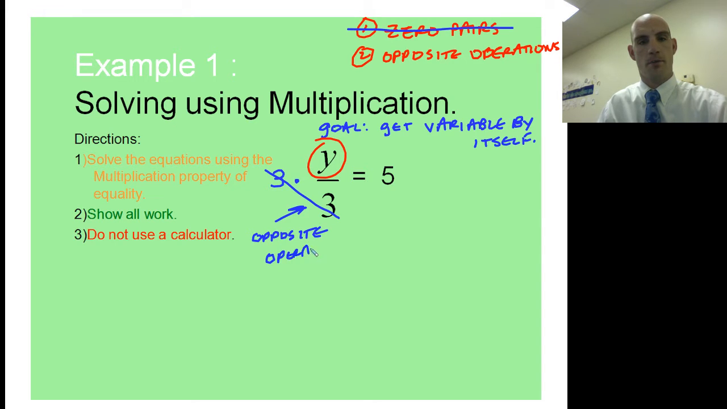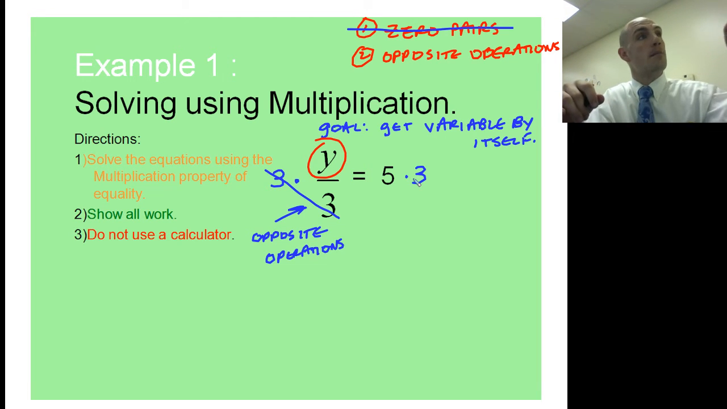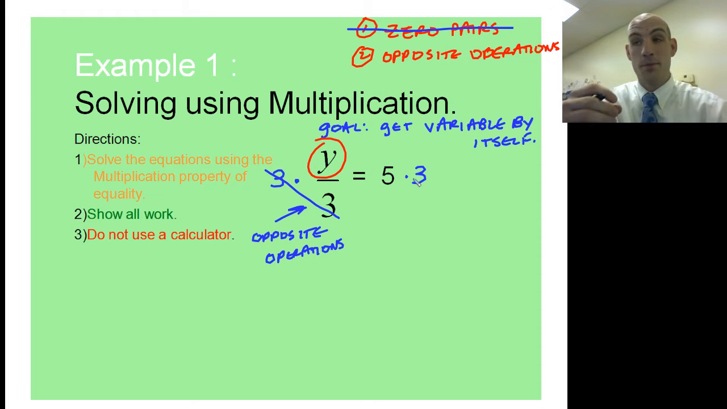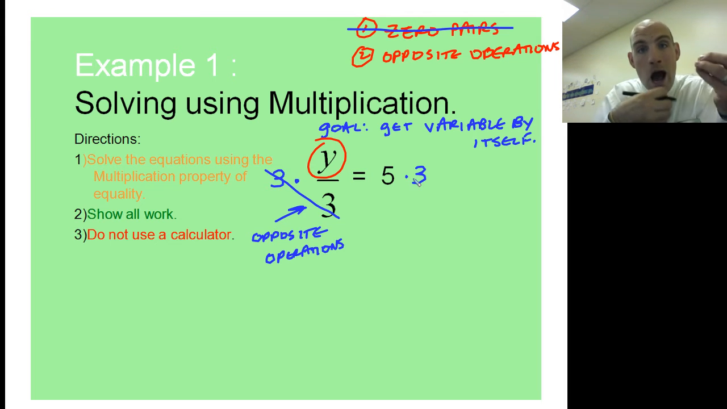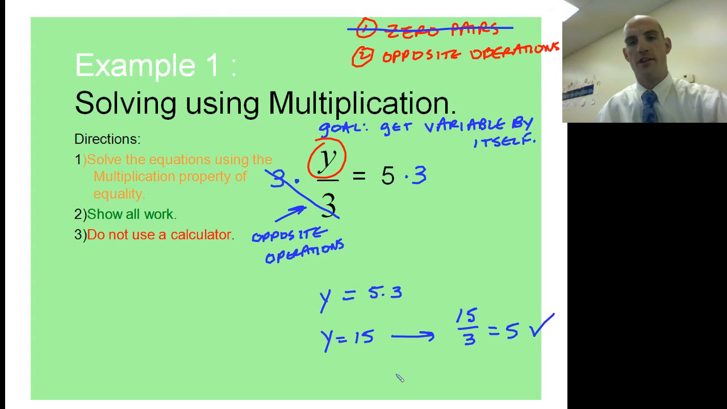Opposite operations. But to keep it balanced, I must do the same thing to both sides. So if I multiply by 3 on one side, I have to multiply by 3 on the other side. I knew to multiply by 3 because I'm doing the opposite operation of dividing. So now I'm left with y by itself is equal to 5 times 3, y equals 15. If I wanted to check, I could say 15 over 3 equals 5. It checks out. So you see how this works.